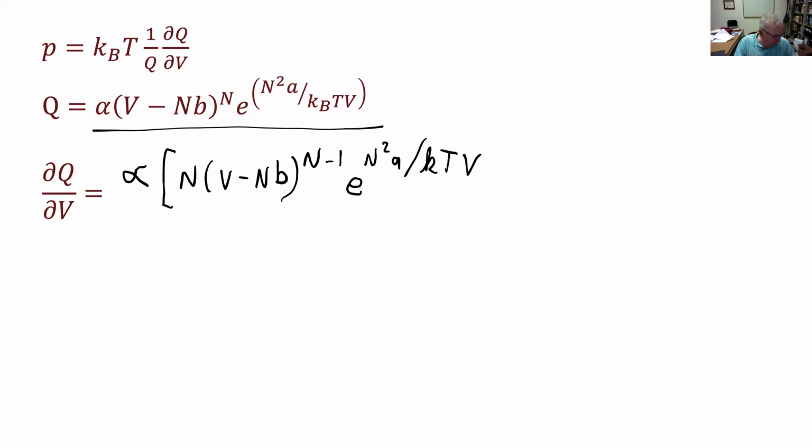Then I'm going to have the part from the second term. That one is going to be plus (V minus nb) to the n. So that's the first term, and then that's got to get multiplied by the derivative of the second term, which is the exponential that's already there.